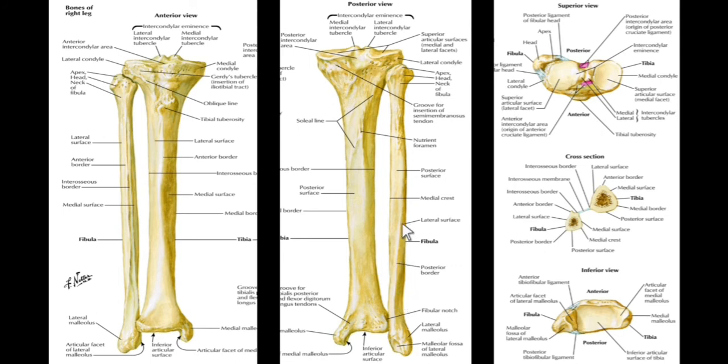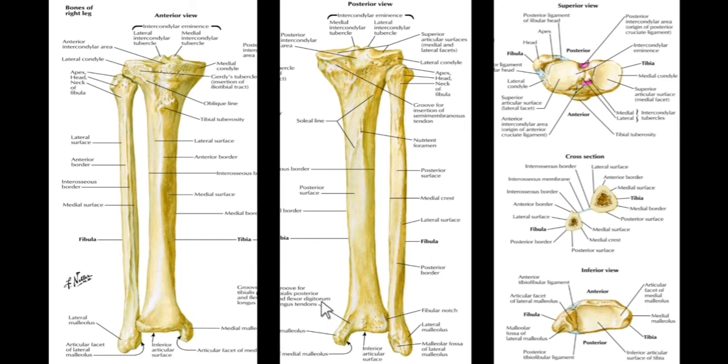This one is the lateral surface and this border is the posterior border. Lateral surface. The posterior surface lies between the interosseous and posterior border. This border is interosseous and this is posterior border. This whole surface is the posterior surface. This posterior surface is mentioned here. The posterior surface is the largest of all these 3 surfaces. It has a vertical ridge called medial crest.